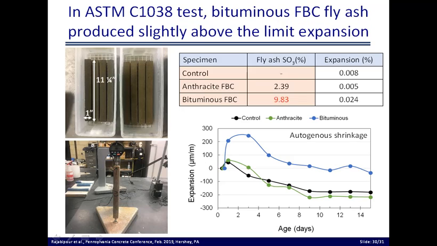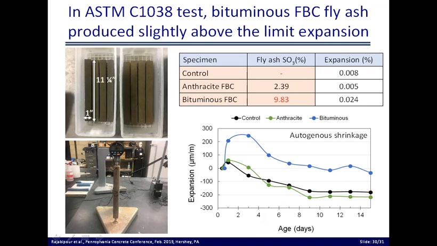Next slide. The last thing I want to show is this issue of the sulfur content and whether it causes deleterious expansions. There is an ASTM test, C1038, in which you create mortar bars, cure them for 2 weeks under lime water, and measure expansion. Here we see a comparison of the control, anthracite FBC and bituminous FBC, and the expansions for all three of them are within the acceptable range. The bituminous FBC is a little bit elevated. That goes hand in hand with its sulfur oxide content.